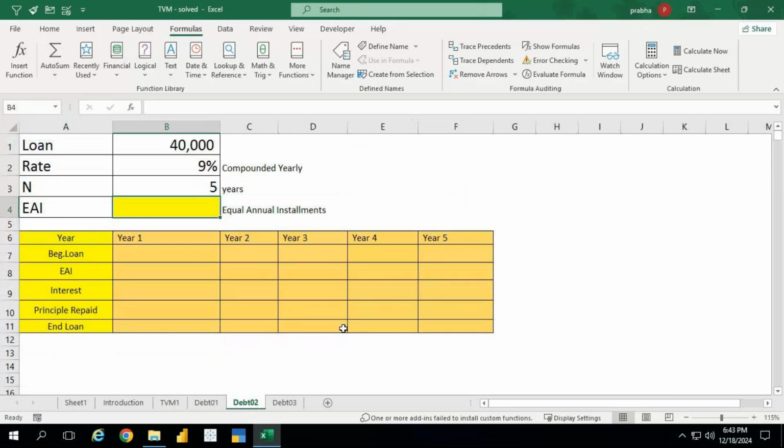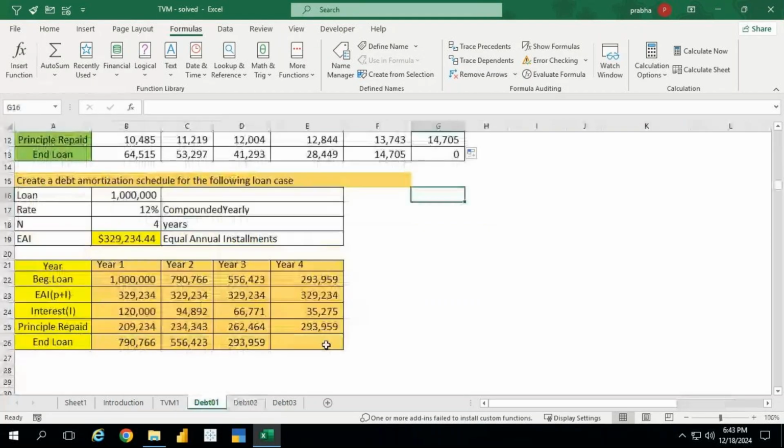If this is done, try solving the third one, debt amortization 2, debt 2. So if the second one is solved, I wanted you people to solve the next sheet, debt 2. So that is also a similar problem only.